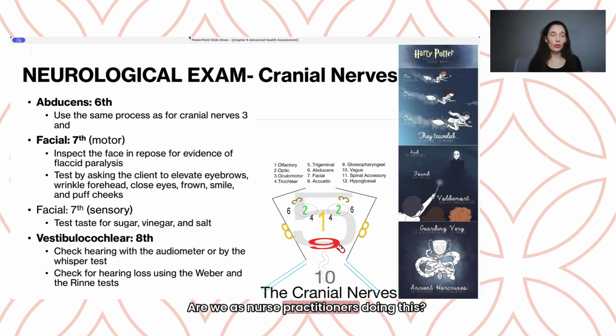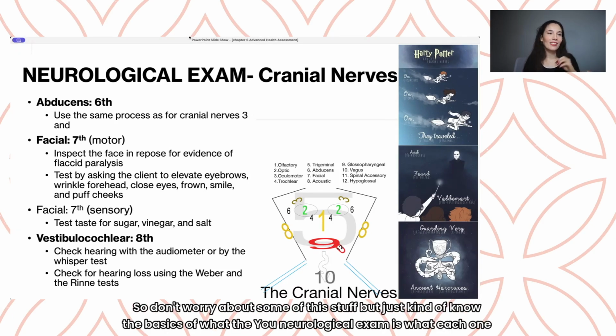Are we as nurse practitioners doing this? Honestly, we're not, right? Typically in practice. Well, we are, but we're not doing a Weber's and Rinne test, right? But we're making an observation. Are their eyes moving normally? Is one side of their face drooping? Is one pupil dilated and one not? We're just naturally doing this assessment. It's built in for us, but we're not going super in depth. So don't worry about some of this stuff.